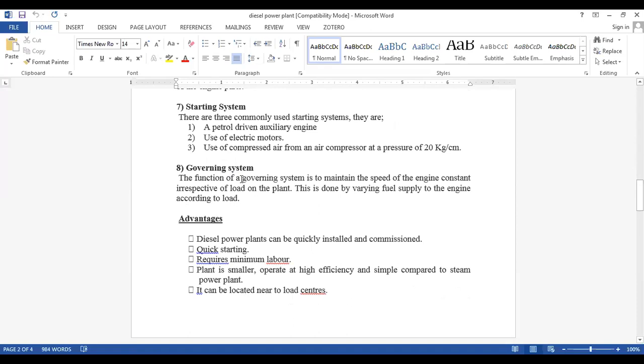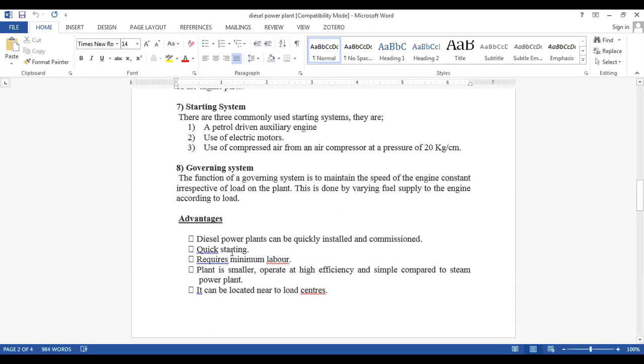Governing system is to maintain the speed of the engine as per the load. If the load on the engine is increasing and then decreasing, that is, if it is a variable load, then it is controlled by the governing system. Accordingly, the speed of the engine is controlled using the governing system.